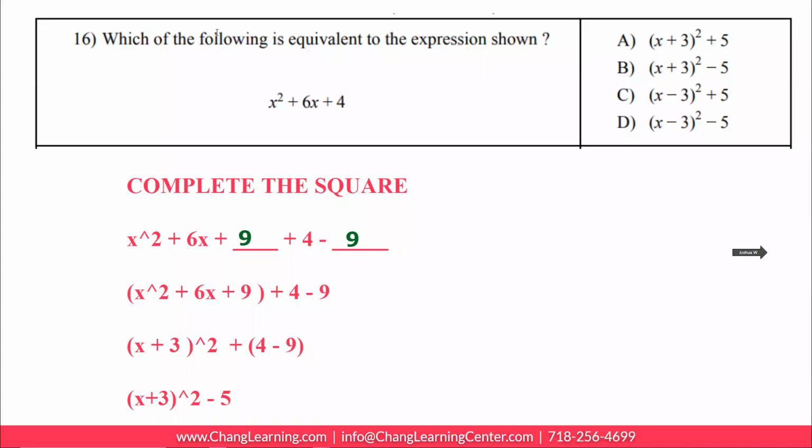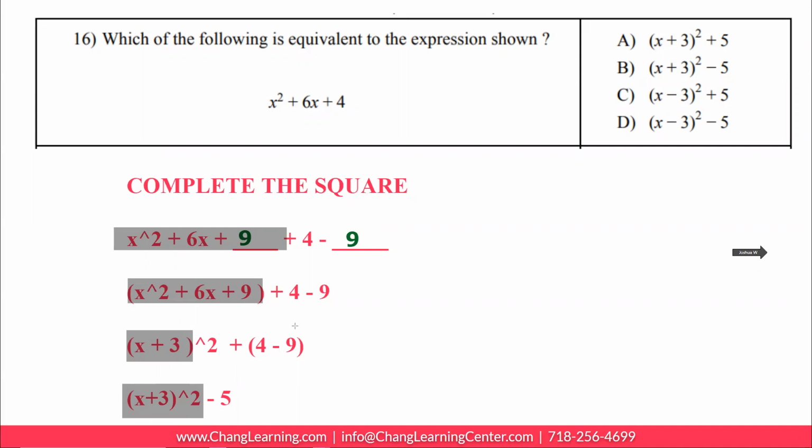Since we're adding 9 units to the expression, we have to subtract 9 at the end to keep balance. Now the trinomial is ready to be packed up as a completed square. We have x squared plus 6x plus 9, the trinomial, which is (x plus 3) squared. 4 minus 9 is negative 5, and we get the completed square is (x plus 3) squared minus 5. The correct answer was B.